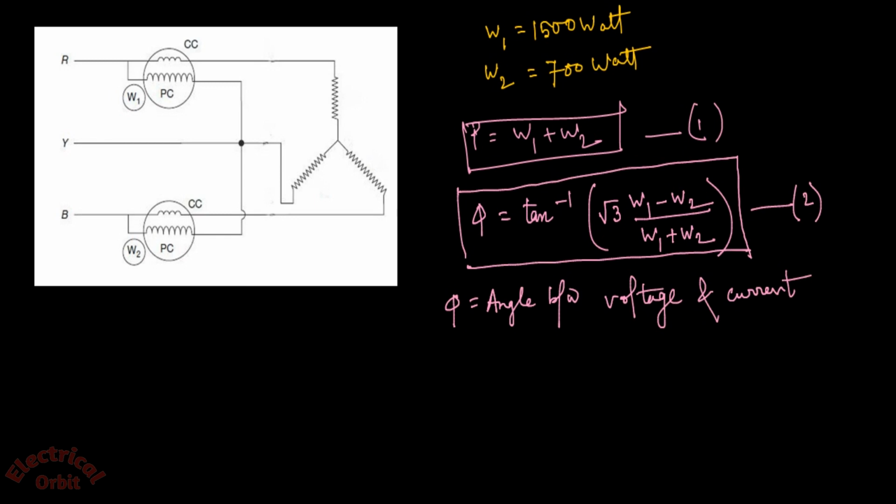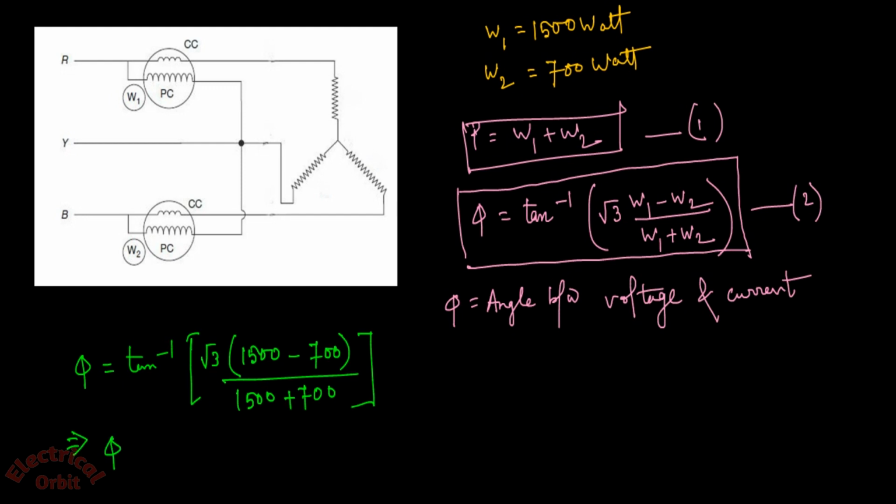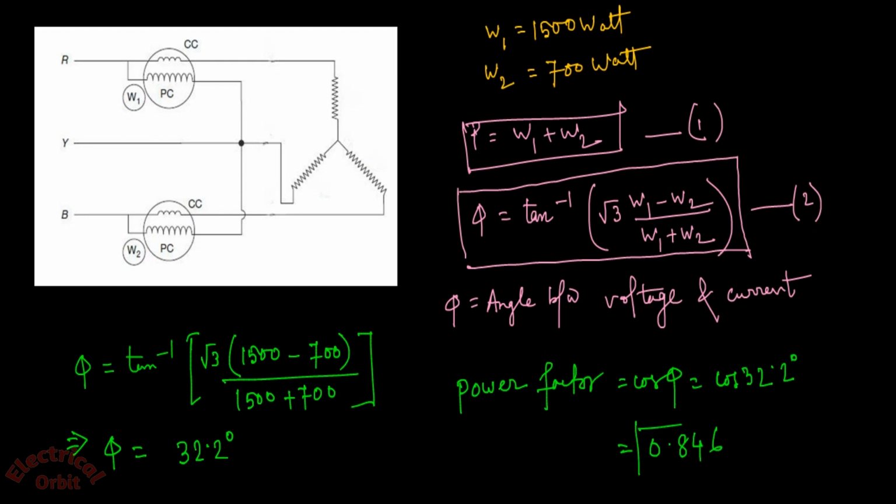Now first we have to determine the value of power factor. For that, first we need to determine the value of phi. So phi equal to, simply we can use the relation here like this. From here we get the value of phi is equal to 32.2 degree and power factor is equal to cos phi equal to cos of 32.2 degree, that means 0.846. This is your power factor for the first case given in the question.